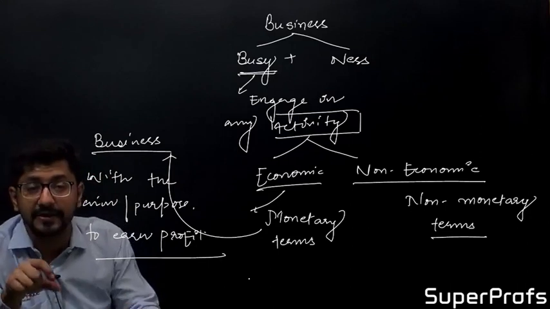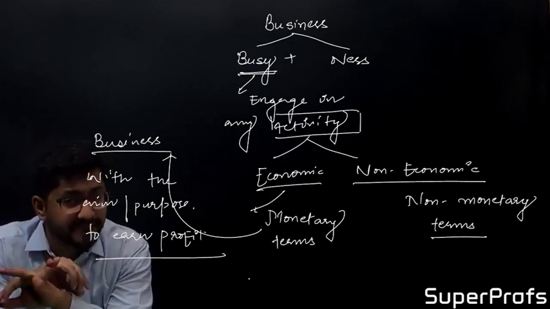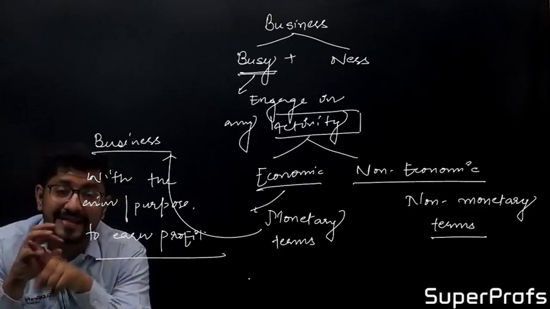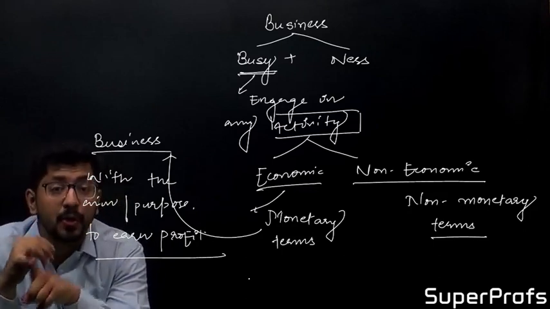If we talk about the term business, then it is an economic activity, first point. And economic activities are those activities which are in monetary terms. So business is the activity in monetary terms with the aim to earn a profit.